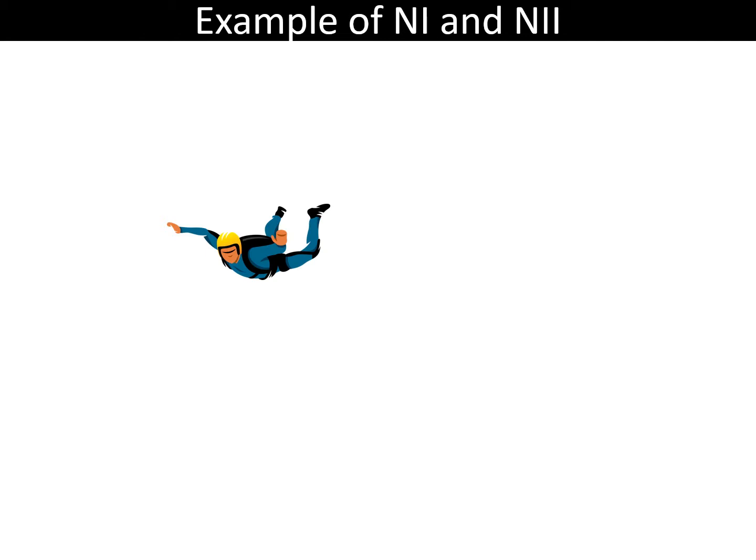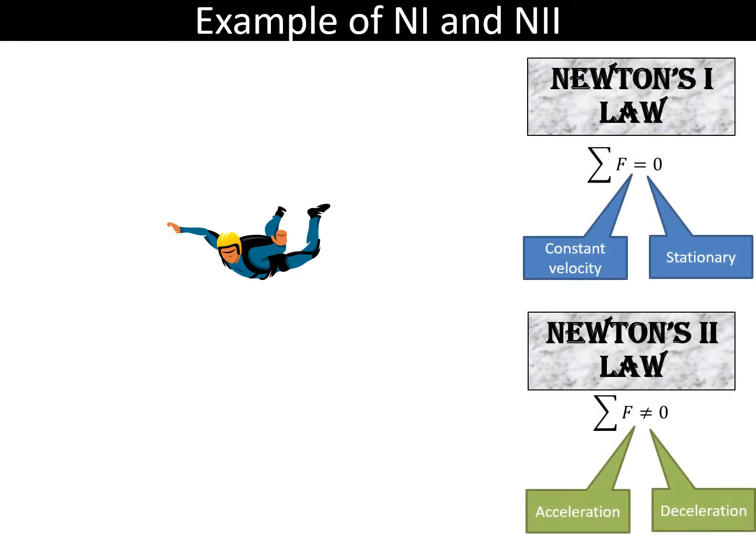So here's an example of Newton's first and second laws as applied to a skydiver, and this is also quite a common question in GCSE physics, or any of the combined courses as well. So, a little reminder here: if it's Newton's first law, it must be a constant velocity or stationary. Newton's second law, we must have acceleration or deceleration.